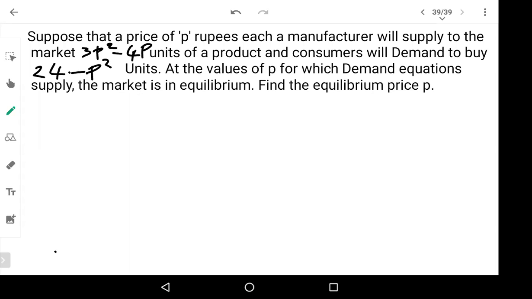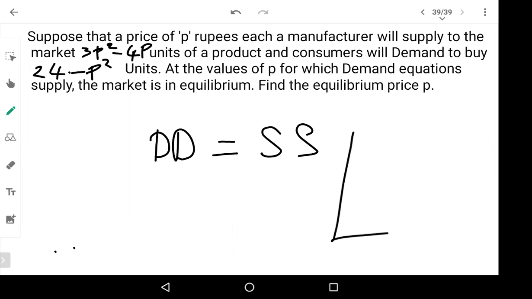So this is the question. Let us read it once again. Suppose that at a price of P rupees each a manufacturer will supply to the market. So manufacturer is supplying a product. Okay. Now there is one situation in economics where the demand will be equal to supply. Where you will have the demand being equal to supply. That is called equilibrium.